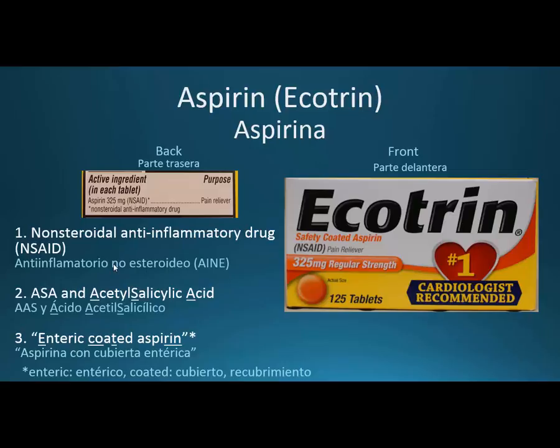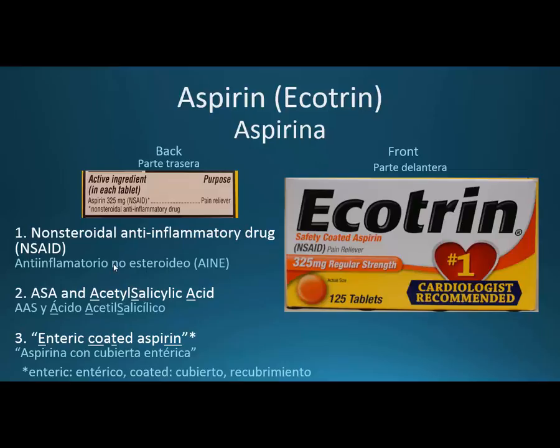Number 2, it's aspirin, which is acetylsalicylic acid, or ASA. And again, we have a reversal of the acid and the acetylsalicylic. So instead of ASA, it becomes AAS. So AAS, ácido acetilsalicílico.